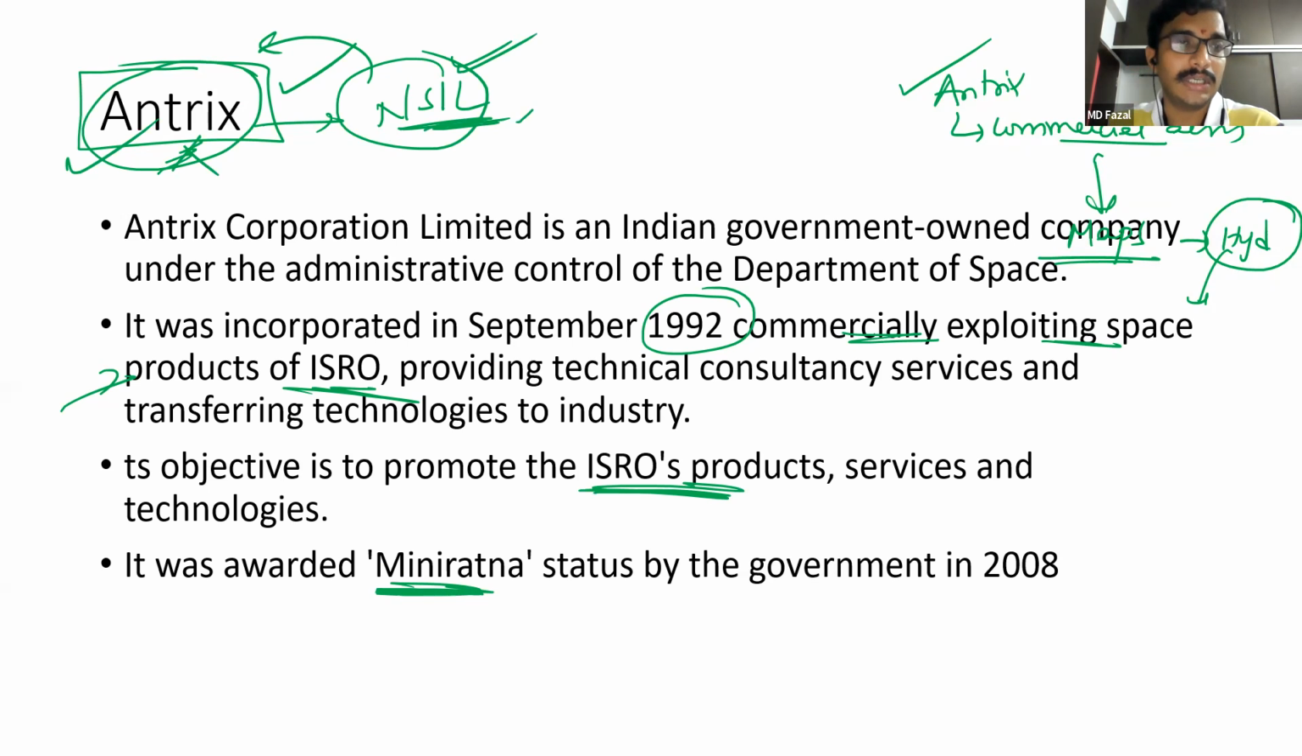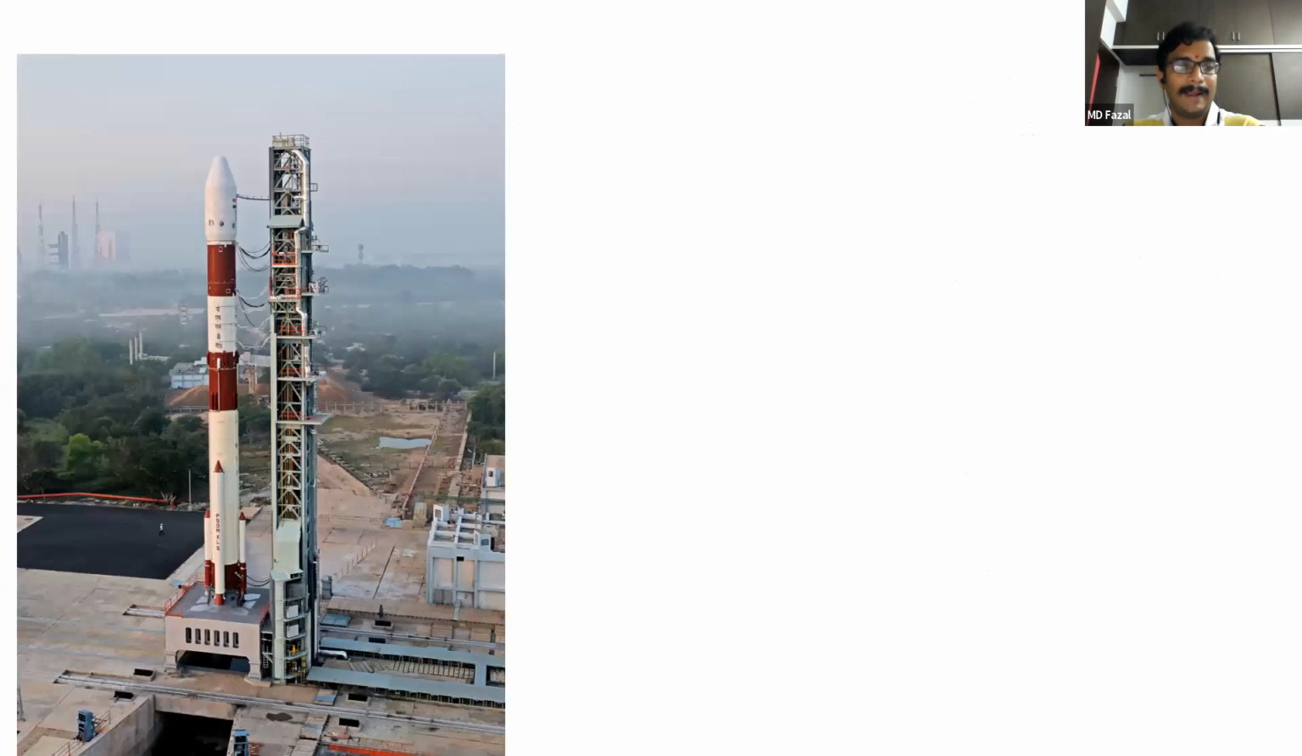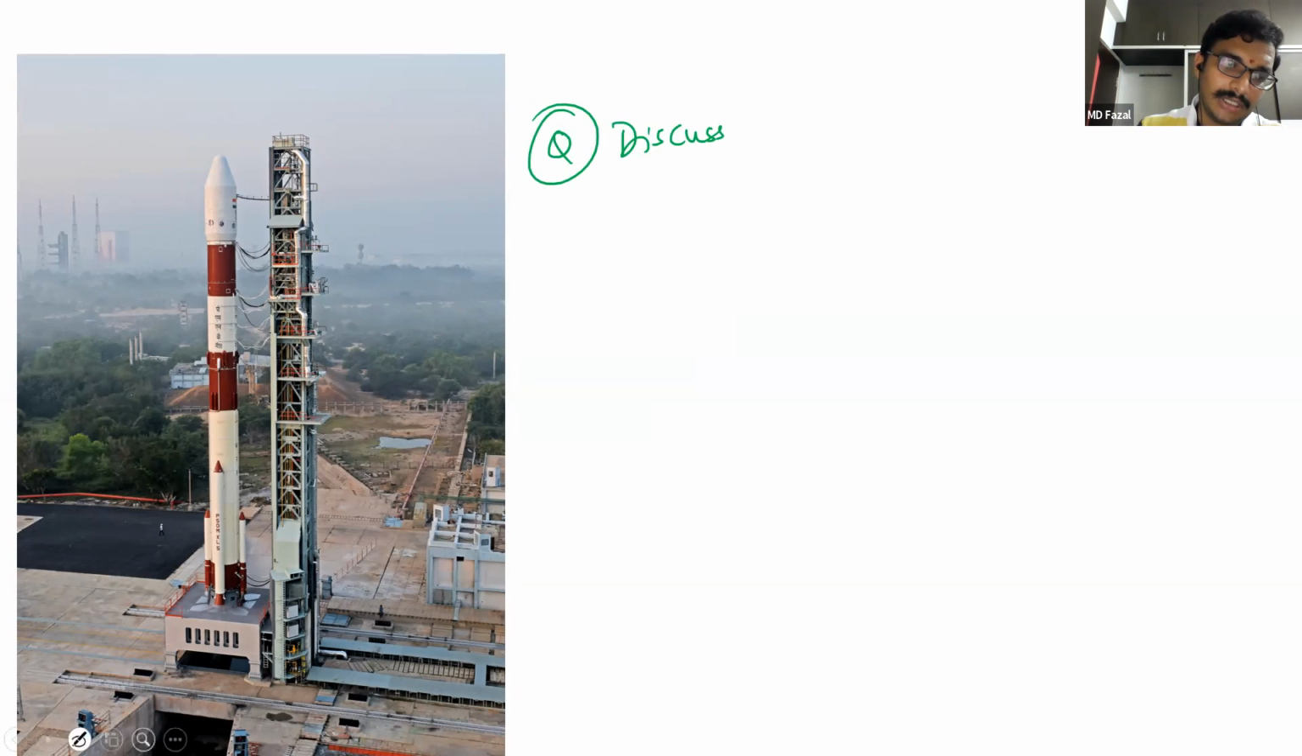So these are the basic three differences between all the three bodies with respect to outsourcing of ISRO, privatization of space. Now write a question for today. You can write a question here. Discuss the, or you can simply put critically analyze. Let us say critically analyze. I'll explain the difference here.